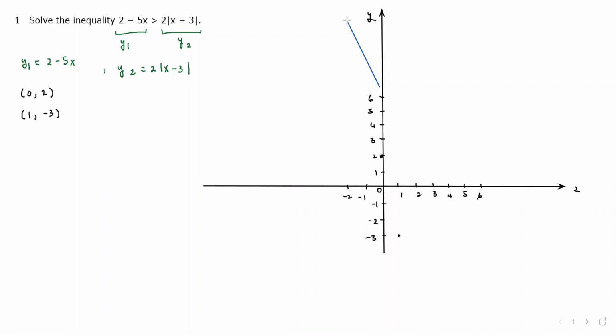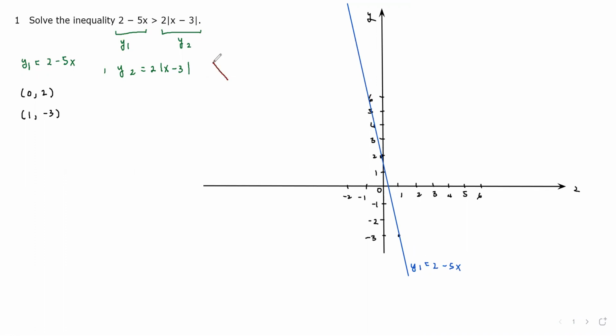Let's sketch a graph that passes through these 2 points. It's a rather steep graph, so it goes all the way up here. And this is y1 equals 2 minus 5x. For the second graph, we have y2 equals 2 absolute value of x minus 3.